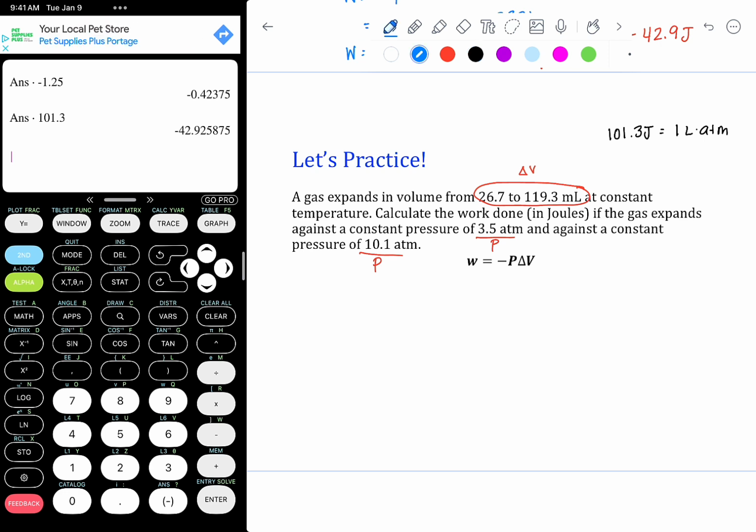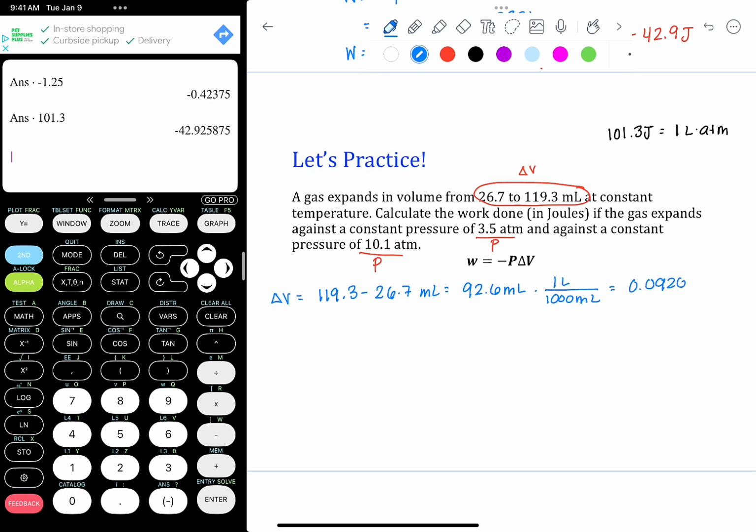Since our volume change for both of these calculations is going to be the same, let's go ahead and calculate that now. Delta V is equal to 119.3 minus 26.7, and those are both in milliliters. So the change is 92.6 milliliters. We just want to convert that to liters, and we get 0.0926 liters. So that's the delta V that we're going to use in both of our calculations.